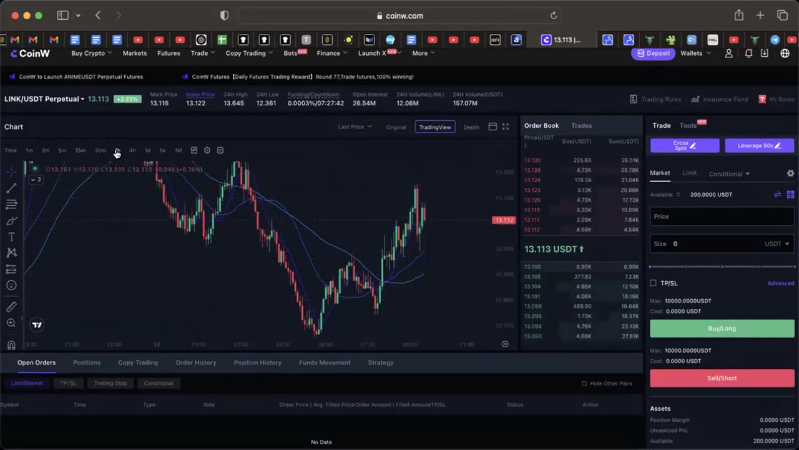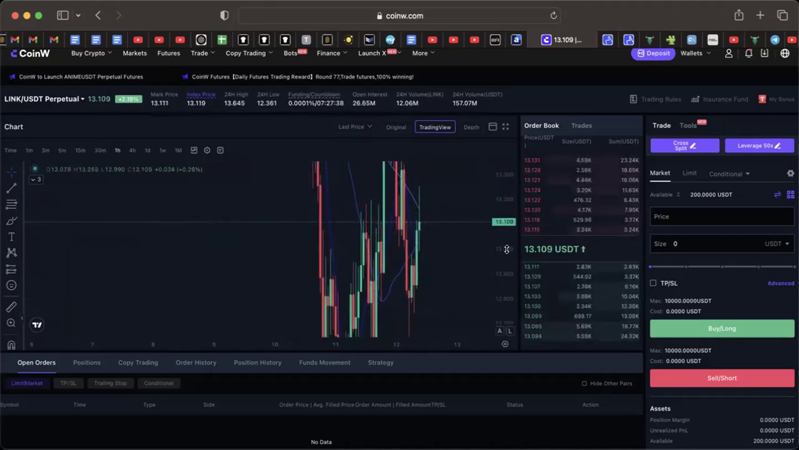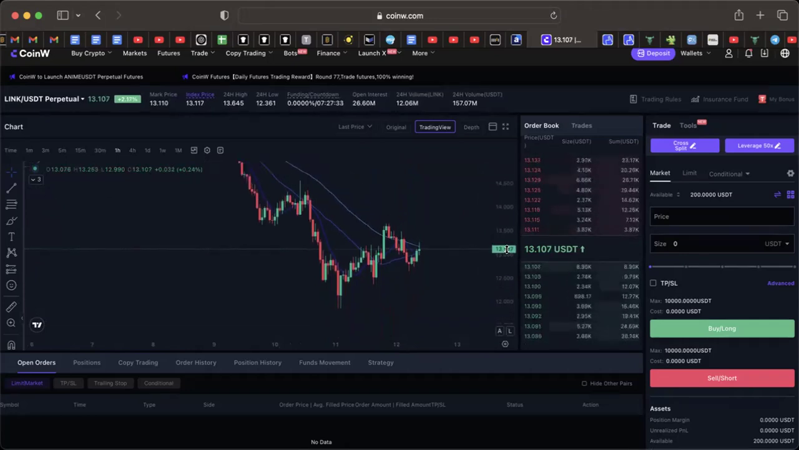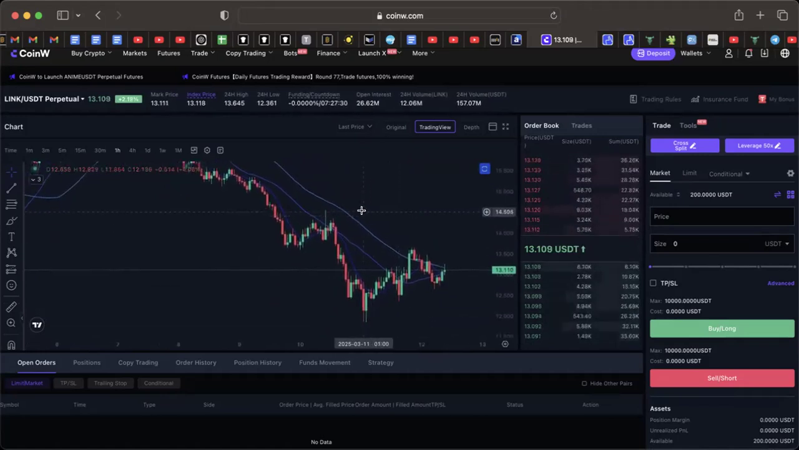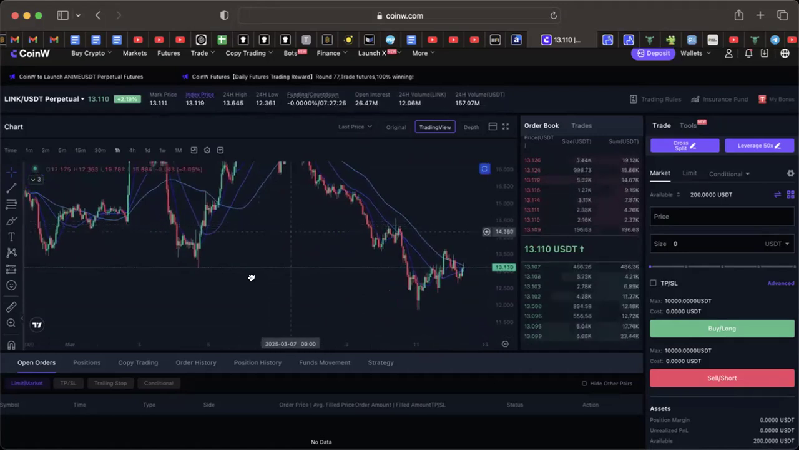But the first thing you want to check is that you are looking at the chart on a 1 hour time frame to see which trend. Of course, you know that we're in a downtrend. We've been in a downtrend on Chainlink, even virtually all the cryptos.